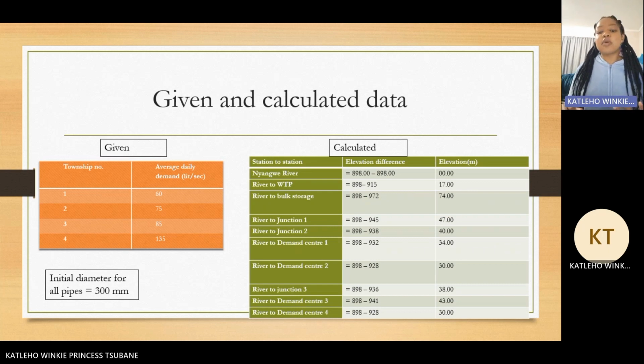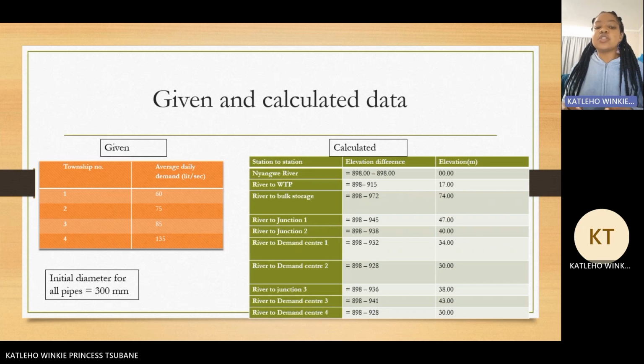And it was stated in the project that I needed to first assume that the initial diameter for all the pipes is 300 when doing the design. And then I had to calculate my elevation for all the nodes that were going to form part of our system. From the project, it was stated that the Nyangwe River will be used as our benchmark.